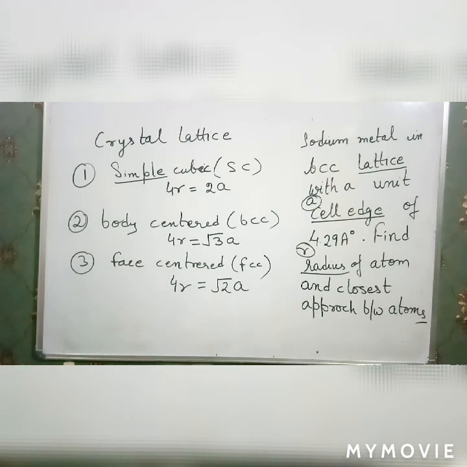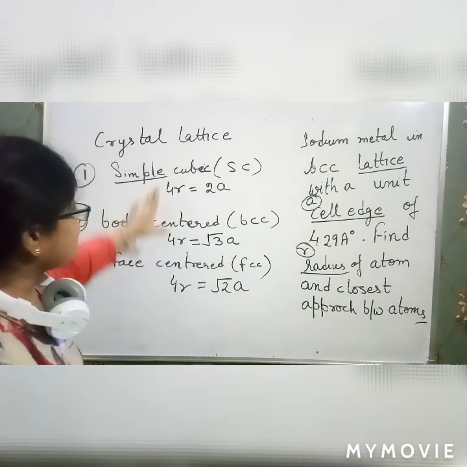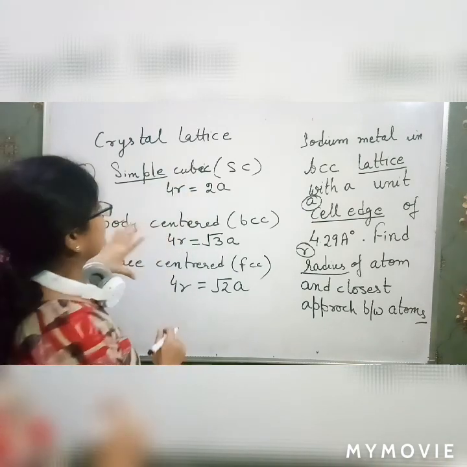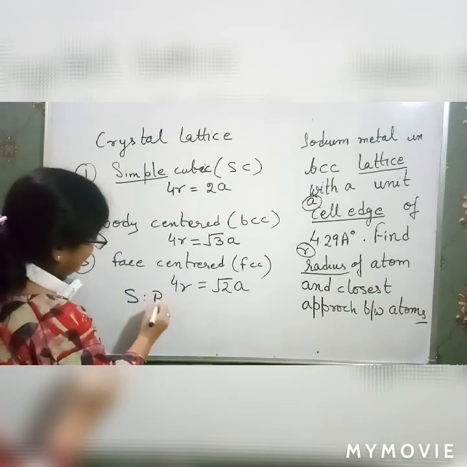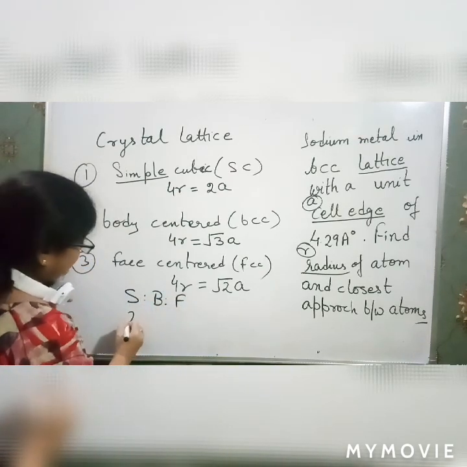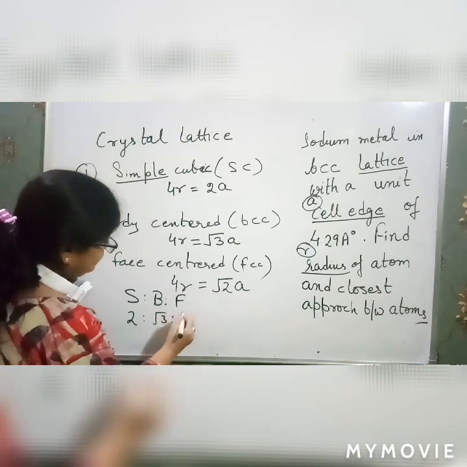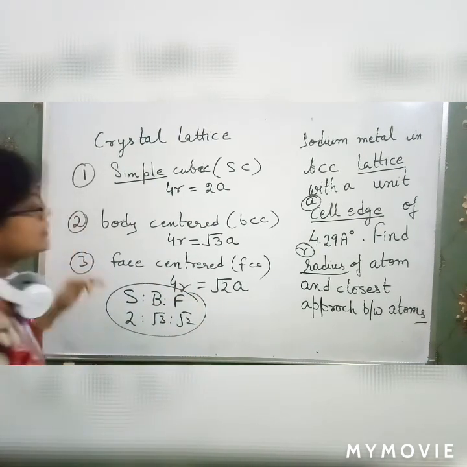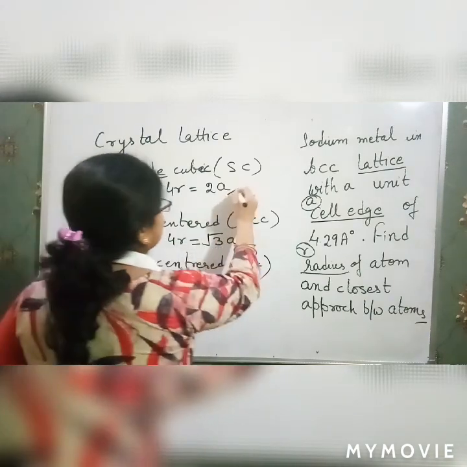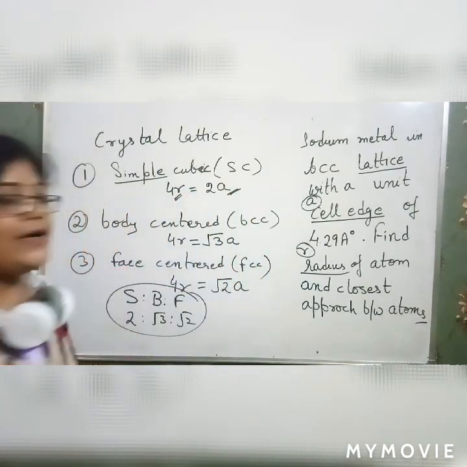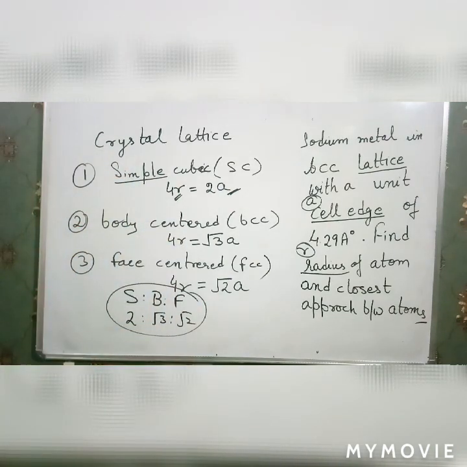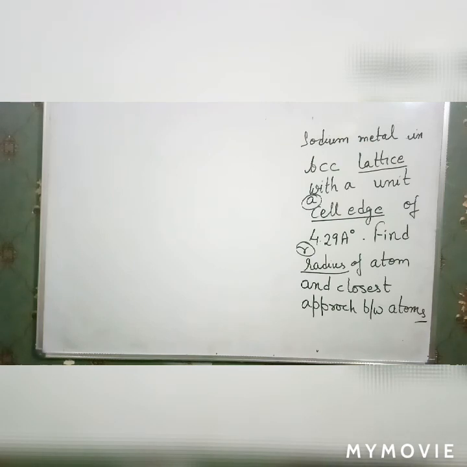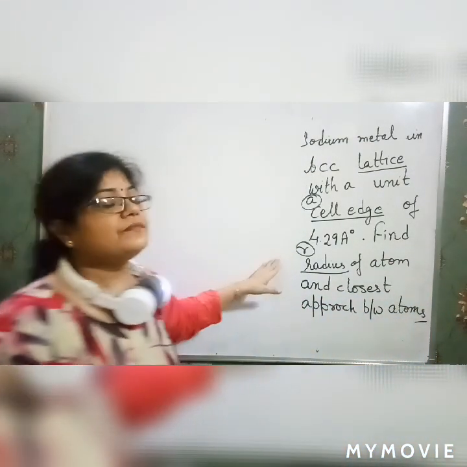So you can easily memorize that we equate 4 times the radius to the edge length, and in all the cases I take the 4r, and here you just remember the ratios. If you want to learn, that is simple, that is body, that is face, that is the ratio of 2:3:2. You can memorize the formula like this. Now you know this is the edge length and this is the radius of the atom. So if you learn this formula, you can easily solve the question. Now just come again and see our question.